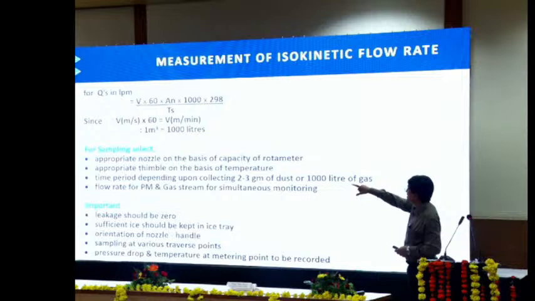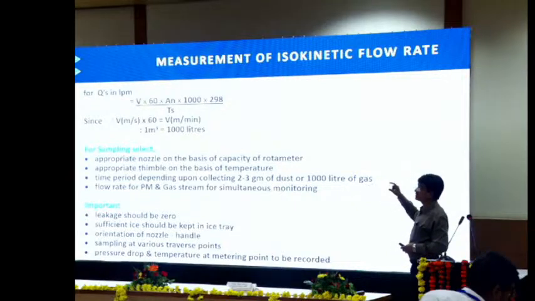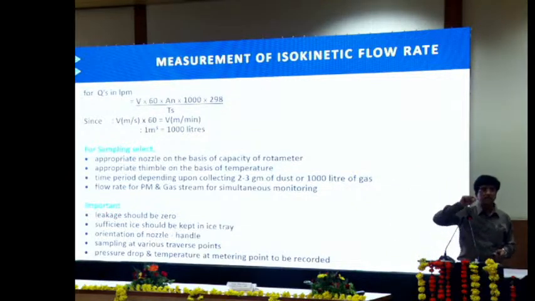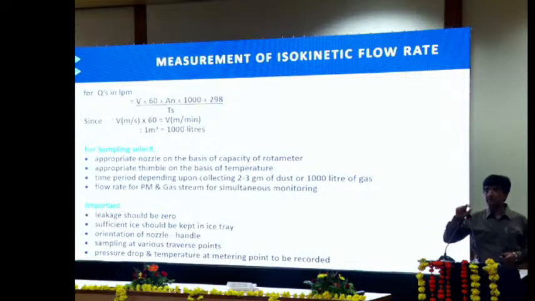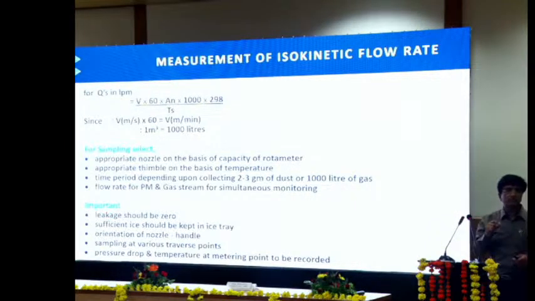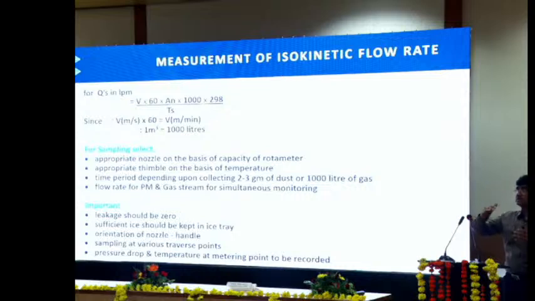The first one is the appropriate nozzle on the basis of the capacity of the rotameter. Once you put in the particular parameters, you will be actually calculating the flow rate. Then we need to select an appropriate nozzle. This will depend upon the capacity of the rotameter. In rotameters, normally what is supplied is 30 liters per minute. So you need to select a particular nozzle where the flow rate is of the order of less than 30, so that you are able to do the sampling at the desired flow rate.